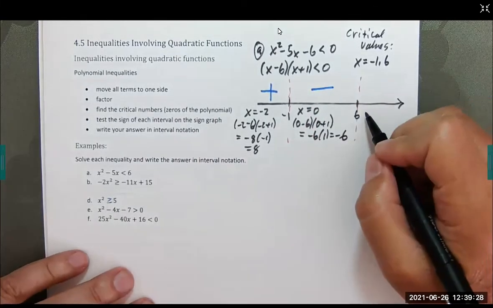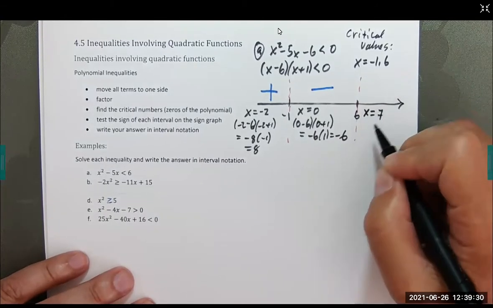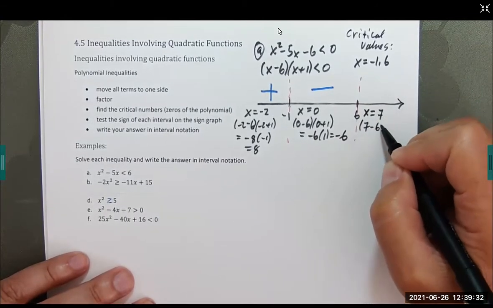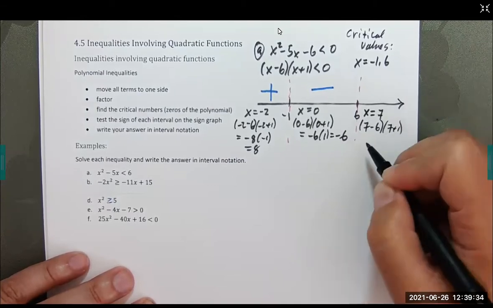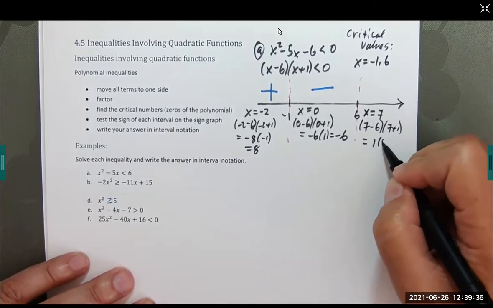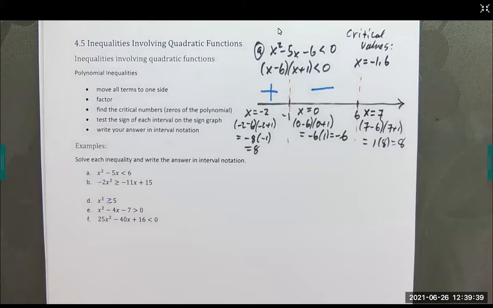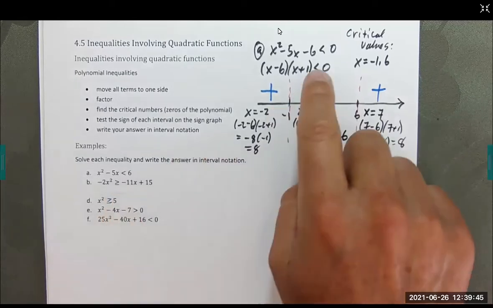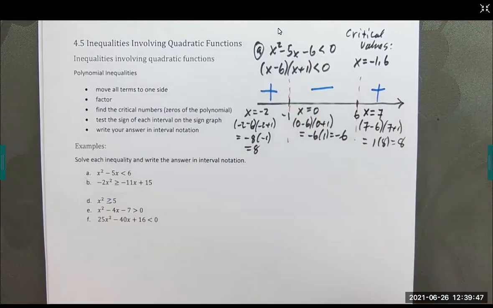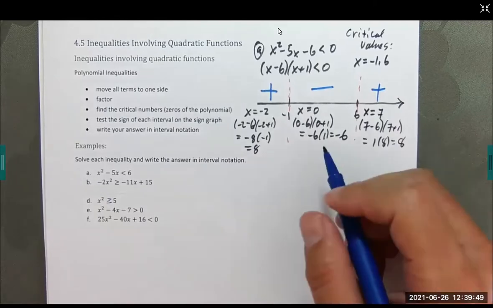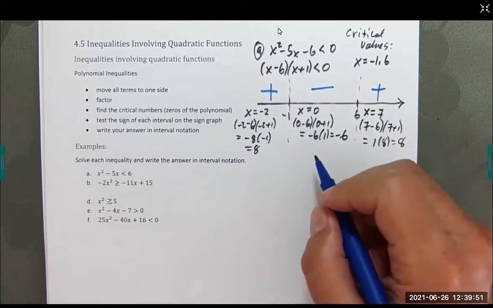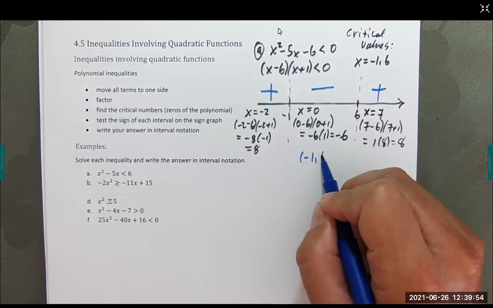Something bigger than 6, let's pick 7. 7 minus 6, 7 plus 1. That's going to be 1 times 8, which is 8. And once again, we're looking at the sign here. So in actuality, for this one, we want to know when it's negative. So that's going to be this middle part here. So the answer is actually going to be between negative 1 and 6.